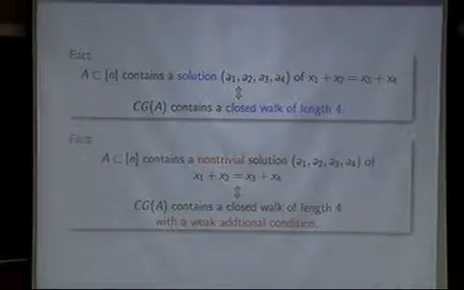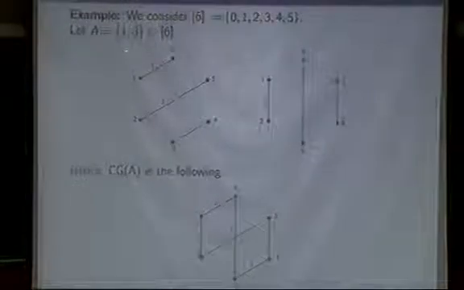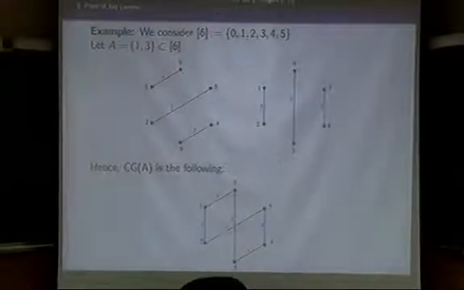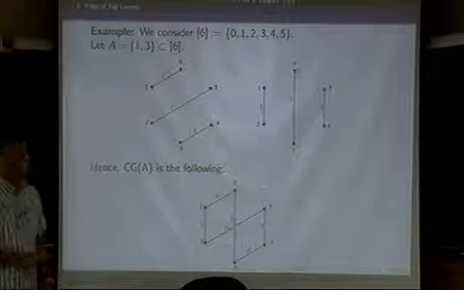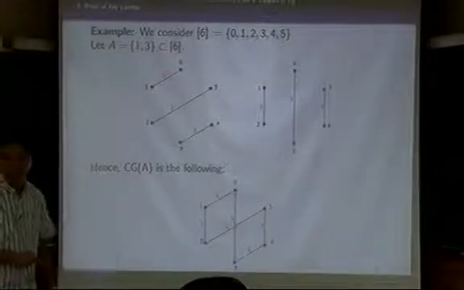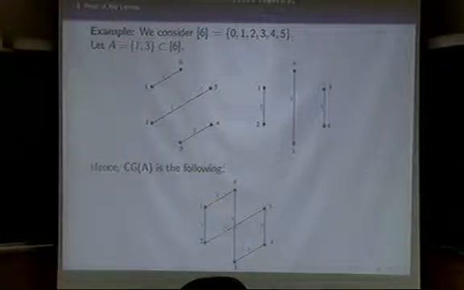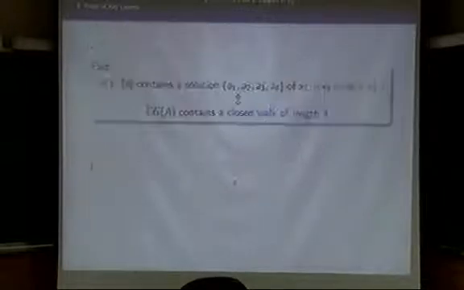As I mentioned before, we can easily check whether a set is a Sidon set or not. {1,3} is a Sidon set, right? Because there is no non-trivial solution. But we can check this as follows. We can think of the Cayley graph of A, and if we see this graph has no C4, then we can say this set A is not a Sidon set. We will use this kind of observation later.